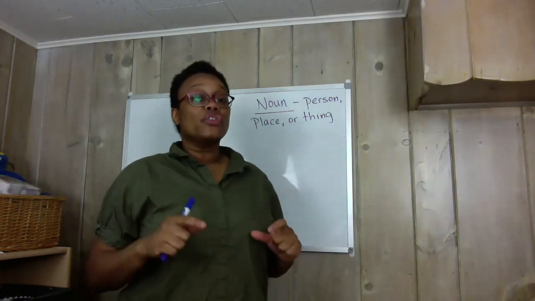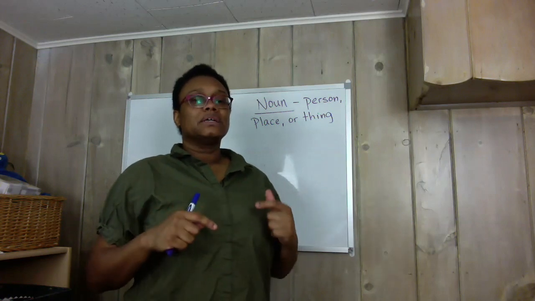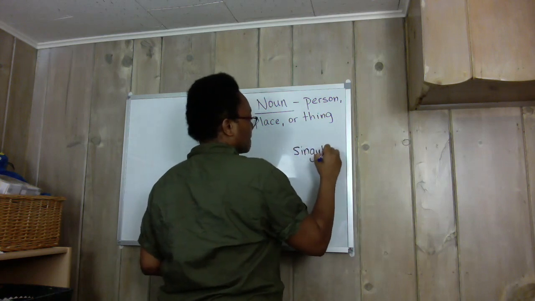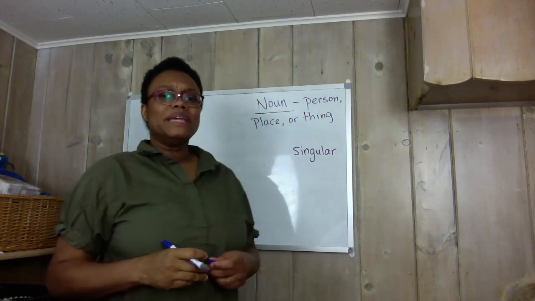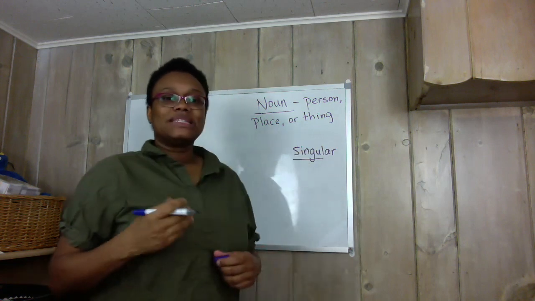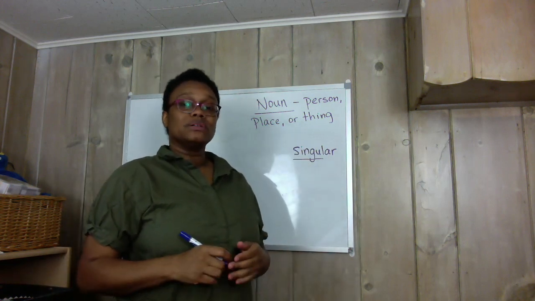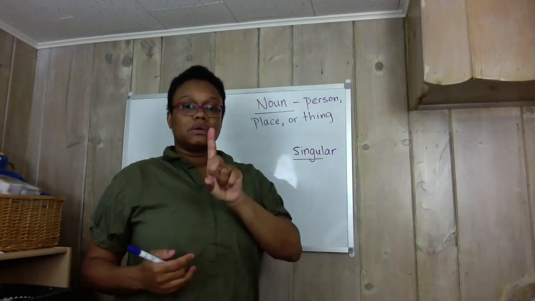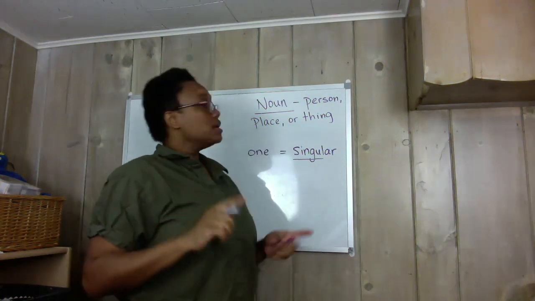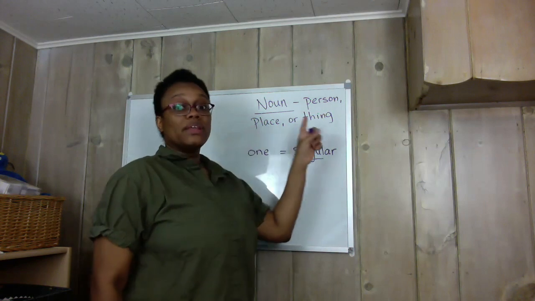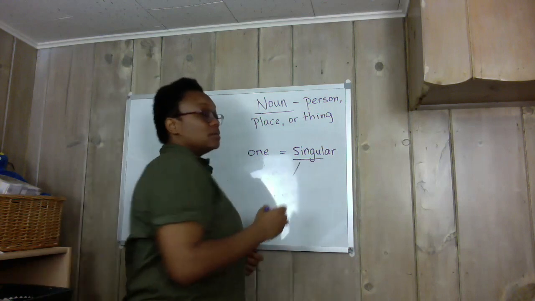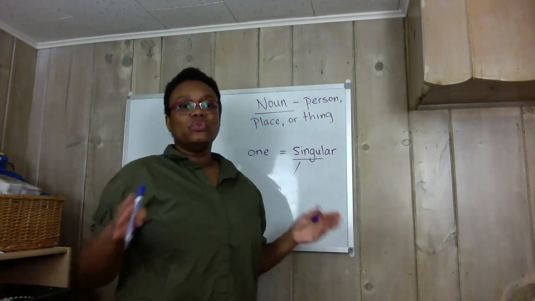I'm going to talk about another category of nouns, and that's singular and plural. And what do I mean by singular? Well, in the name, it should sound like a word that you might have heard before, single. Single means one. So one person, one place, or one thing is a singular noun. Singular nouns are written as is. There's nothing added to that noun.